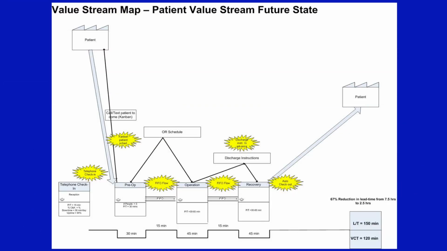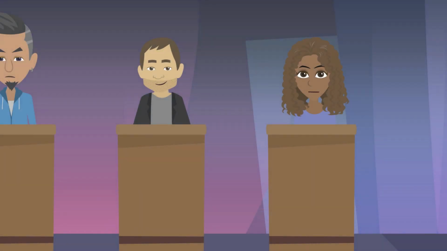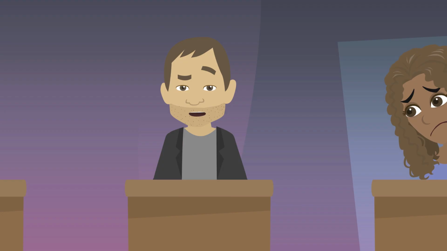The letters L, T, and V, C, T on this value stream map refer to these two timely metrics. What are lag time and value capability? What are lead time and value creating time?